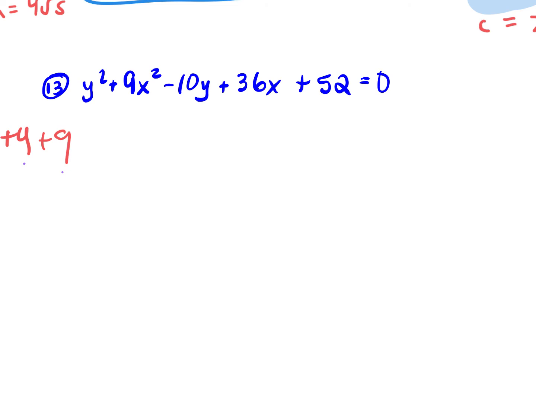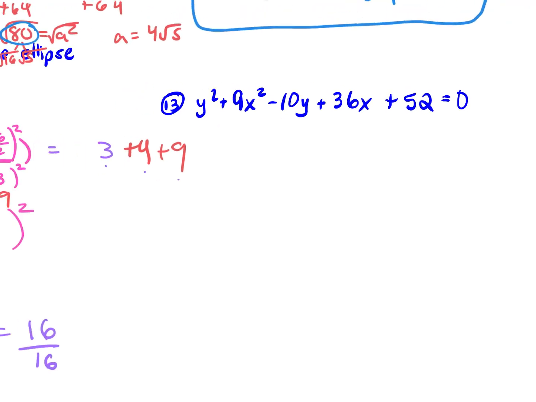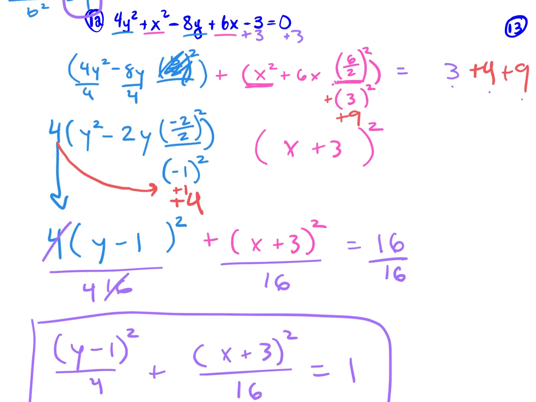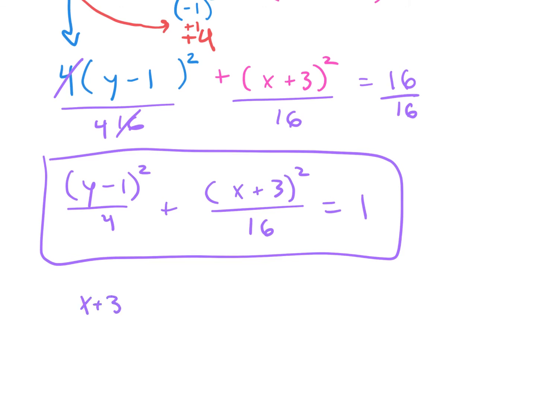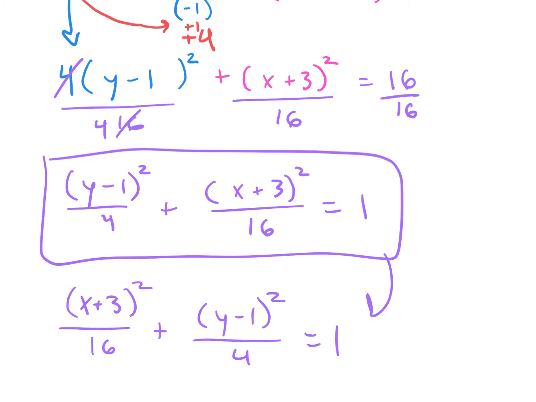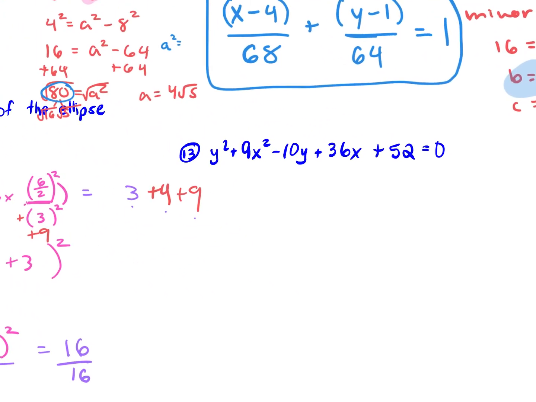So I'm going to put my x's together and put my y's together. It doesn't matter which one you do first. Like here I did y's first, which if your answer was x plus 3 squared over 16 plus y minus 1 squared over 4 is equal to 1, same thing. Both of these are right. Here I'm just going to put x first.